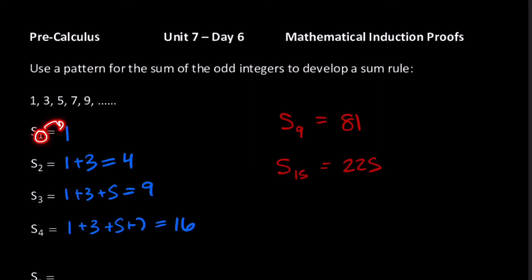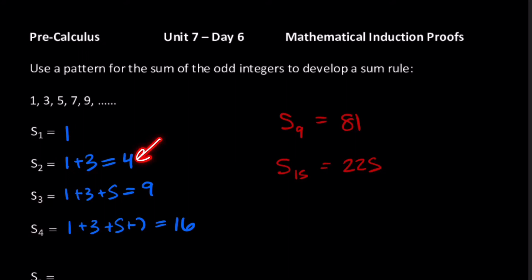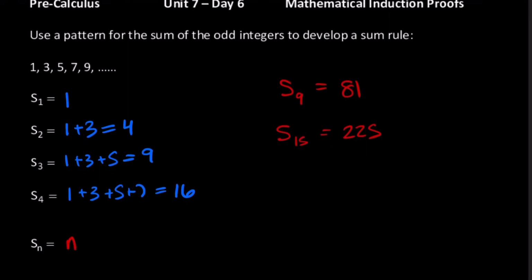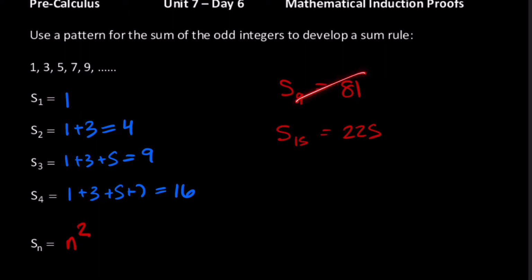The sum of the first term is 1. Sum of the first 2 is 4. Sum of the first 3 is 9. Sum of the first 4 is 16. So you get the idea that this sum right here is simply n squared. So if I want to come up with a pattern, s sub n equals n squared. So what I've just done is I've shown it works for 1, 2, 3, 4, 9, 15. Actually, I didn't show this, I just assumed it.